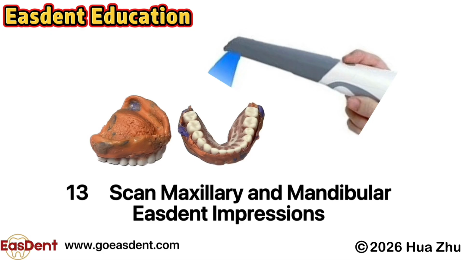If you decide to modify the tooth position, you can indicate the desired midline and horizontal plane directly on the frontal smile pictures or in your prescription. It will provide the lab technician with a clear visual reference to set the anterior teeth according to your request. Scan maxillary and the mandibular Easdent impressions 360 degrees.